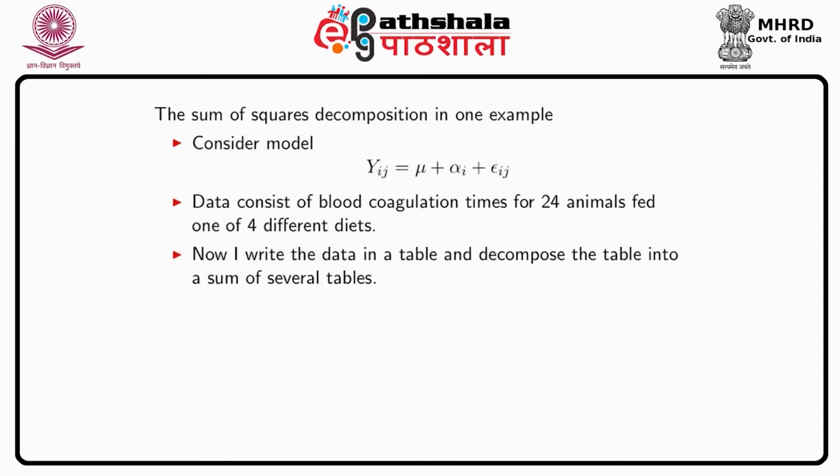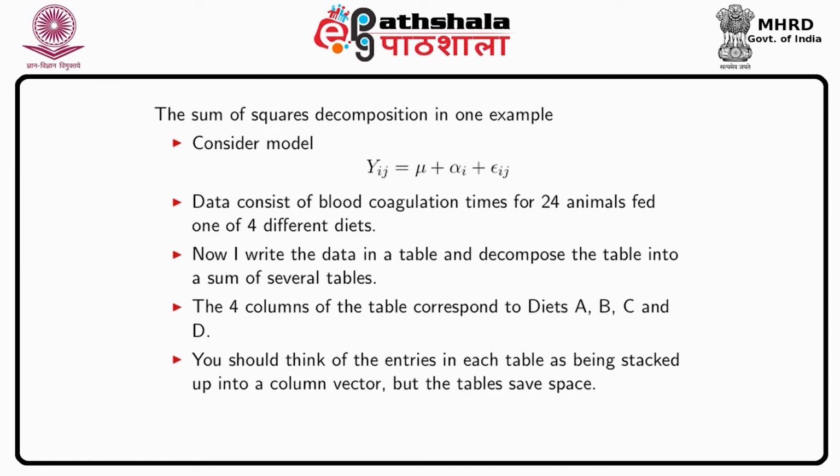So now we write the data in a table and decompose the table into a sum of several tables. The 4 columns of the table correspond to diets A, B, C and D. We should think of the entries in each of the tables as being stacked up into a column vector, but the tables save space, so it is easier for us to visualize the linear model.